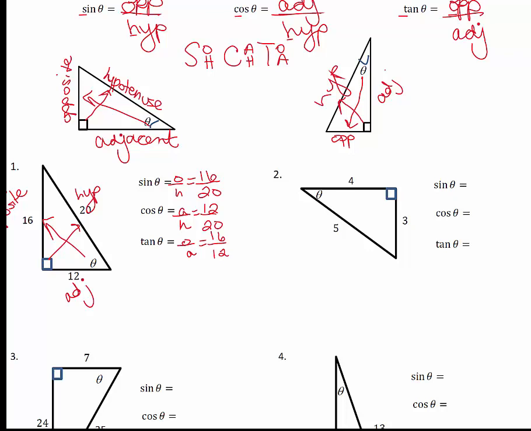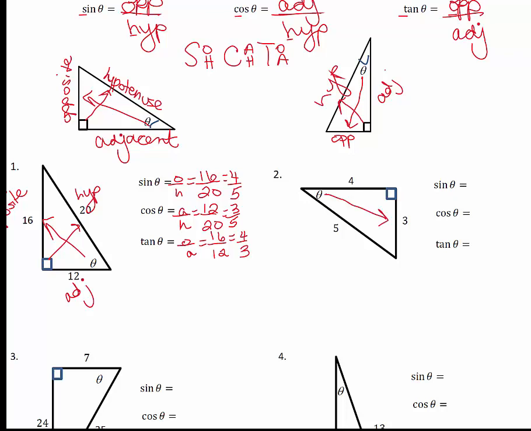Now, I think all these can reduce. Technically, these are all perfect. But if this were a question on a quiz, I probably wouldn't put 16 over 20. I would probably put 4/5 because it can reduce to 4/5. I wouldn't change it to a decimal just because we're talking about a ratio, which it makes sense to leave as a fraction. 12 over 20, I think, reduces to 3/5. And 16 over 12, I believe, reduces to 4/3.